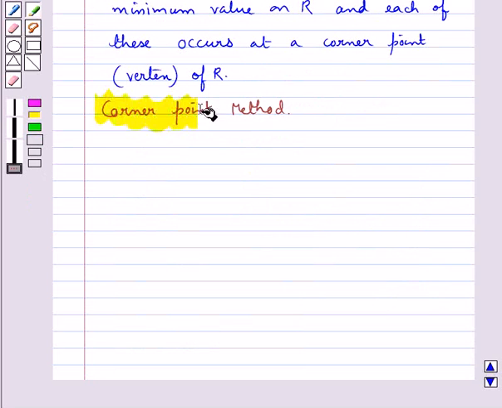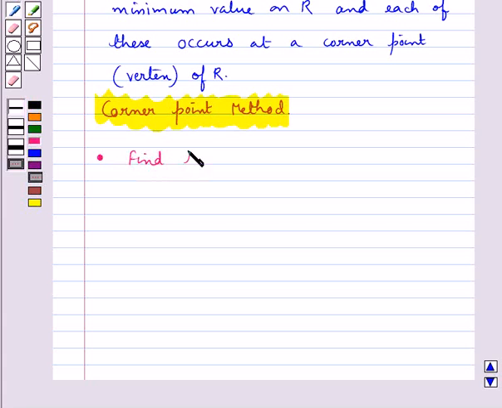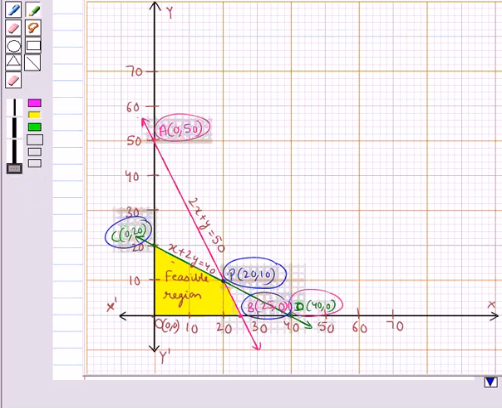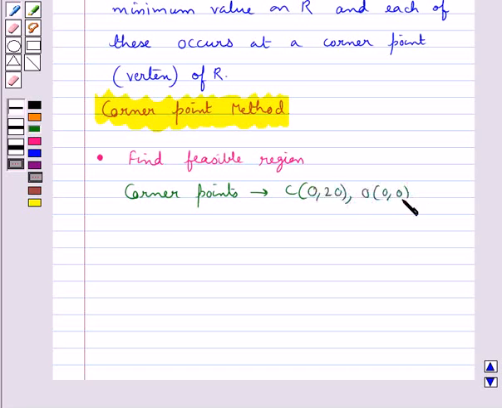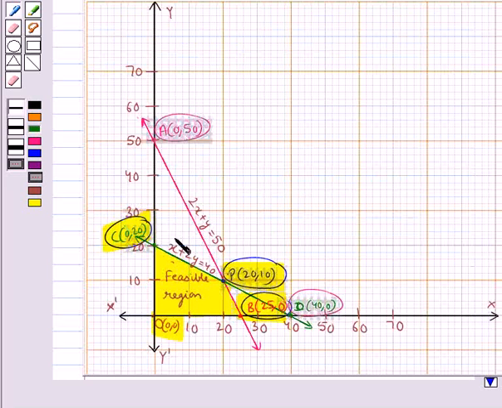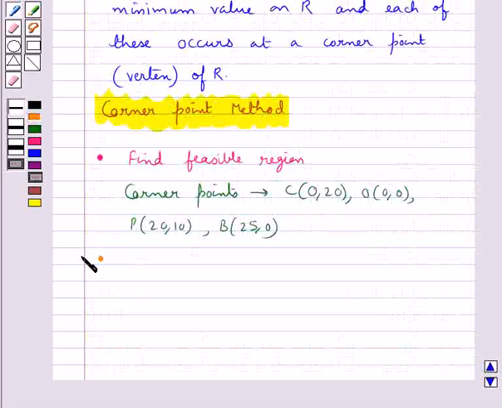Now we discuss the corner point method to solve the linear programming problem. In the first step, we find the feasible region and determine the corner points. The corner points in this case are C, O, P and B. And we have already found the feasible region, that is the region OBPC. Then in the next step, we evaluate the objective function, that is z = x + y in this case, at each corner point.